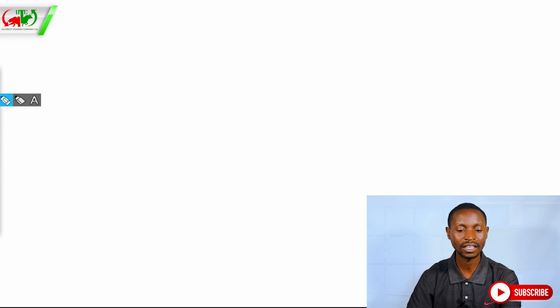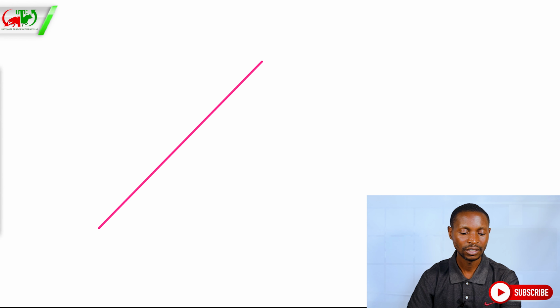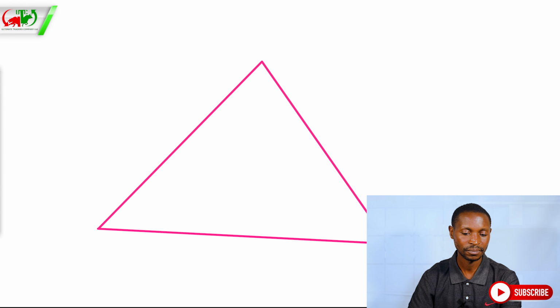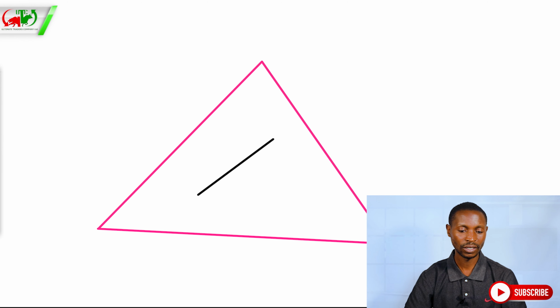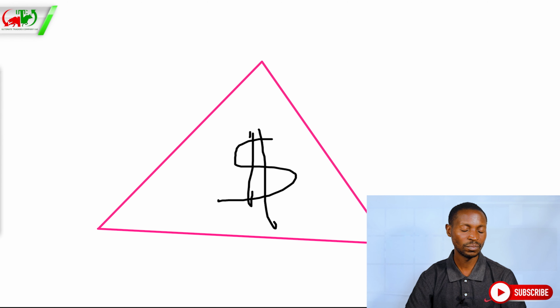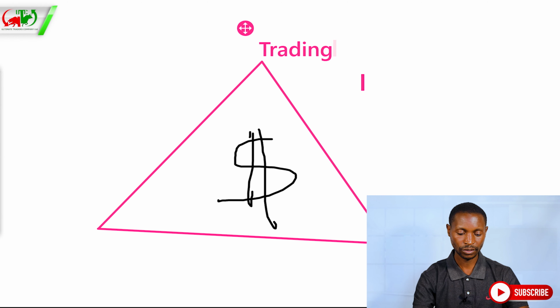Just after you understand and master the basics of Forex trading, you will need three important things to make a living or even a fortune in the Forex market. And this is what we call the triangle of a successful trader. The first thing you will need is what we call a plan, a trading plan, or just a strategy.